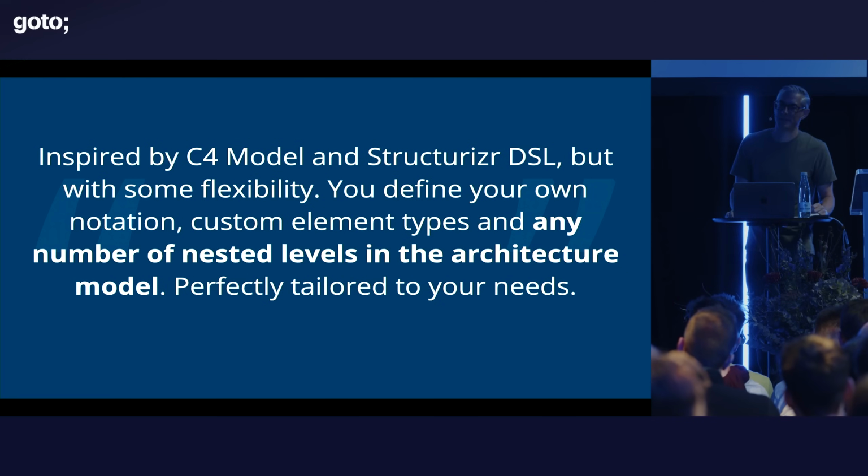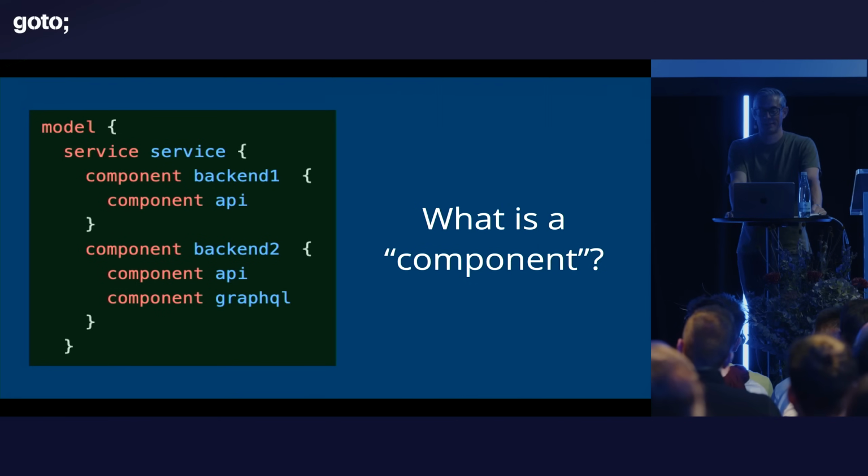The problem is, and this is the example from the Like C4 website, what does this mean? So we're defining a service which has components inside it, and then those components have more components inside those. So we have two levels of components nested. I don't know what this means. This is exactly the problem UML has.